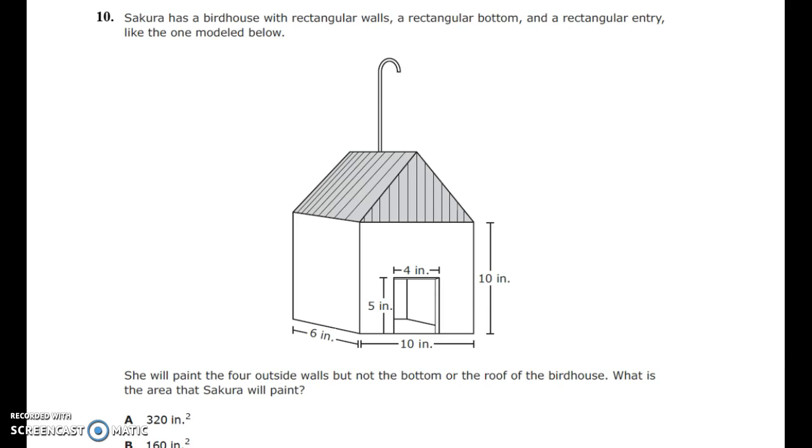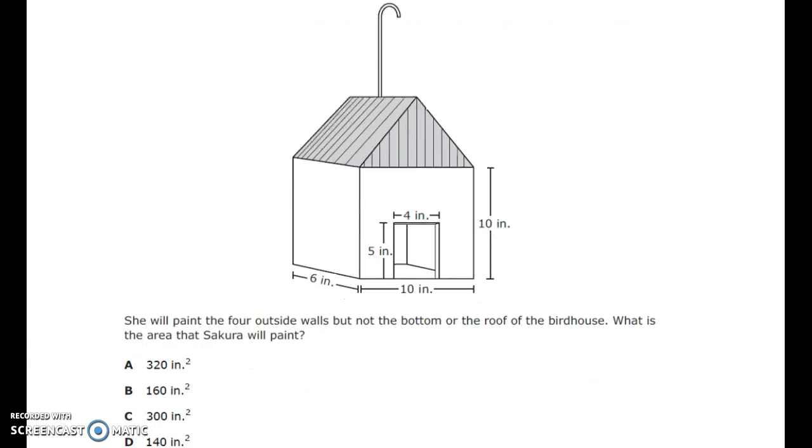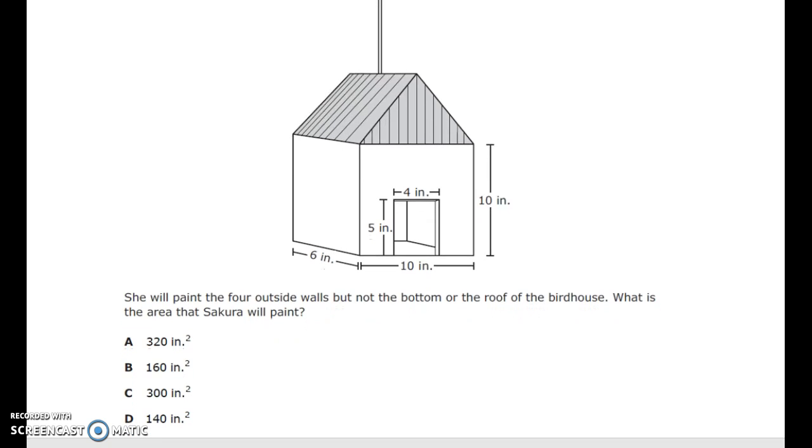Number 10. Sakura has a birdhouse with rectangular walls, a rectangular bottom, and a rectangular entry, like the one modeled below. She will paint the 4 outside walls, but not the bottom or the roof of the birdhouse. What is the area that Sakura will paint? A. 320 square inches. B. 160 square inches. C. 300 square inches. D. 140 square inches.